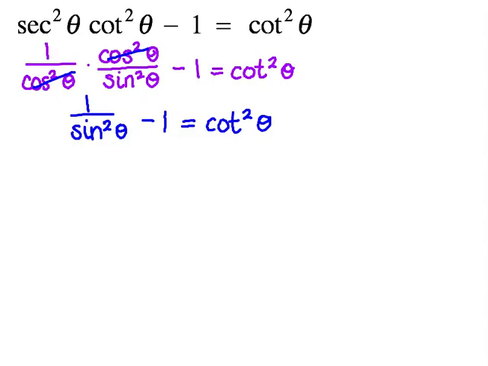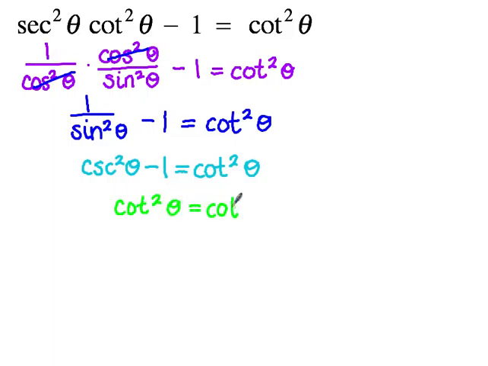I know that 1 over sine is what? Cosecant. So then now if I look at my left side, I have a trig function squared and the number 1. So I'm going to see if cosecant squared minus 1 equals something. And what is cosecant squared minus 1? That equals cotangent squared. And there you go.